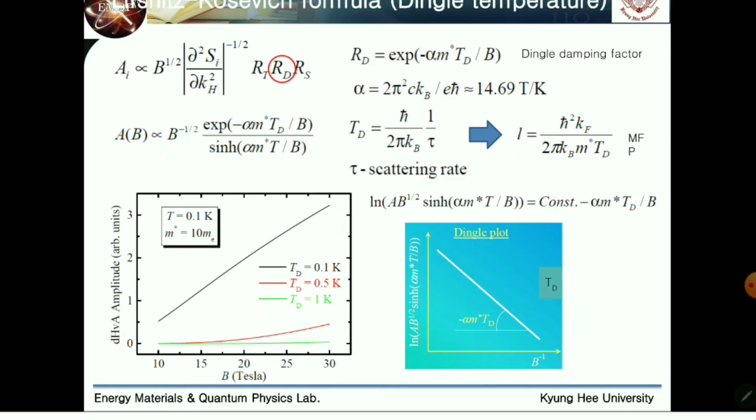And here, this mean free path can be given by the Dingle temperature and the effective mass. Therefore, from this calculation, from the Dingle damping factor in the Hertz-Banach amplitude versus magnetic field plot, we can obtain the mean free path or the scattering time.